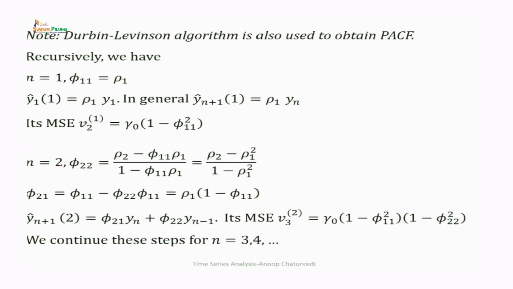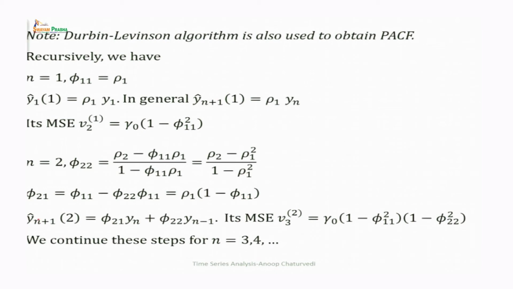Then for n equal to 2, phi 2 2 you can obtain using the values obtained in this first step: rho 2 minus phi 1 1 rho 1 upon 1 minus phi 1 1 rho 1, and phi 1 1 is equal to rho 1. So, this is equal to rho 2 minus rho 1 square upon 1 minus rho 1 square. Then phi 2 1 is equal to phi 1 1 minus phi 2 2 phi 1 1, which is equal to rho 1 into 1 minus phi 2 2.